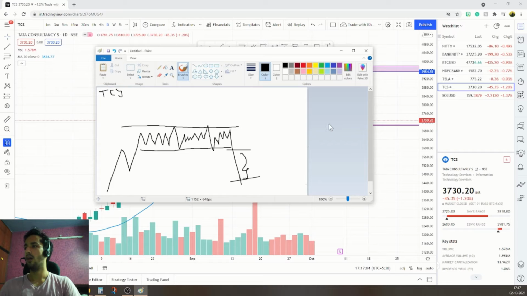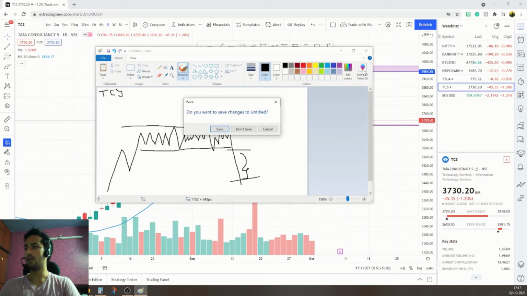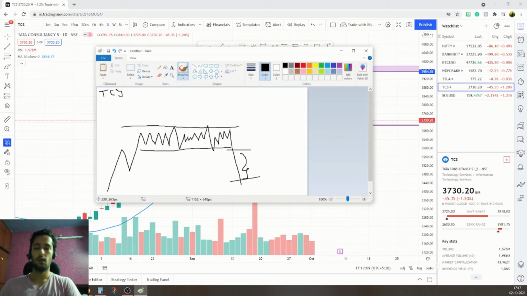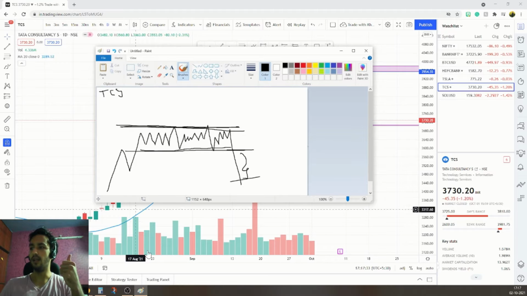So coming back to the charts, one thing that should be clear is that you have to identify a breakout, right? You have to identify that a particular share is accumulating or distributing. And how can you do that? First of all, it will be in a particular range, like in this case, this price is in this range. Secondly, the volume is very important. The volume will be very, very less, right?